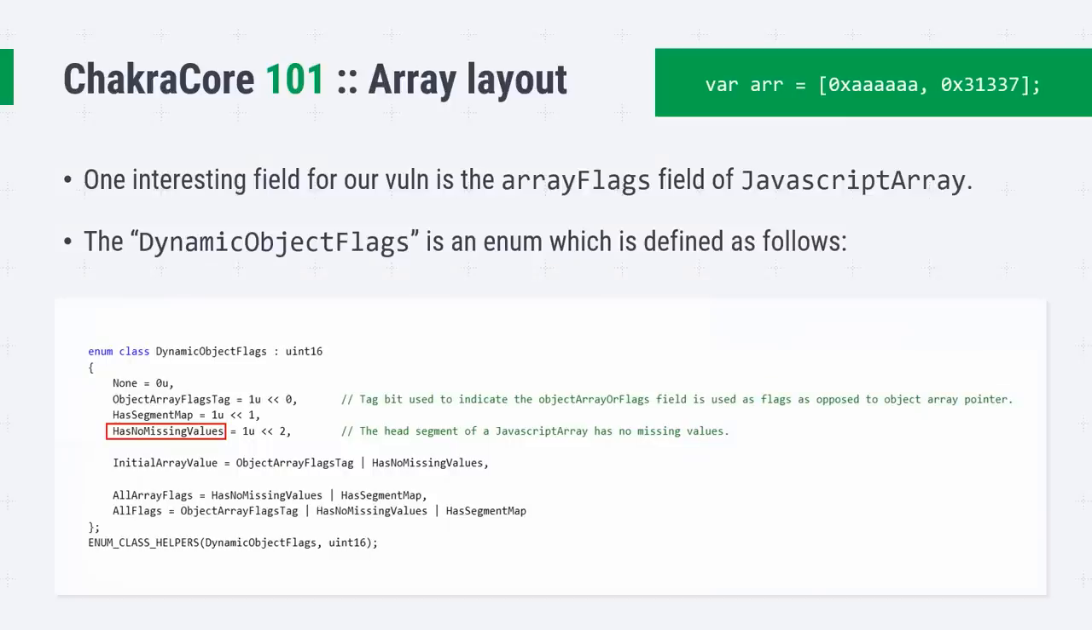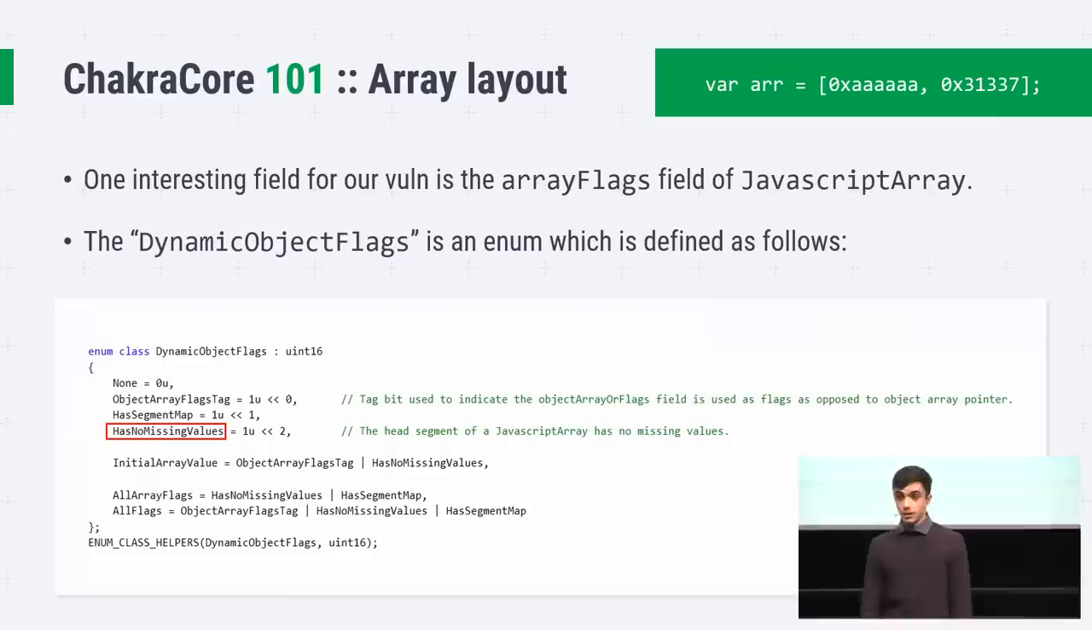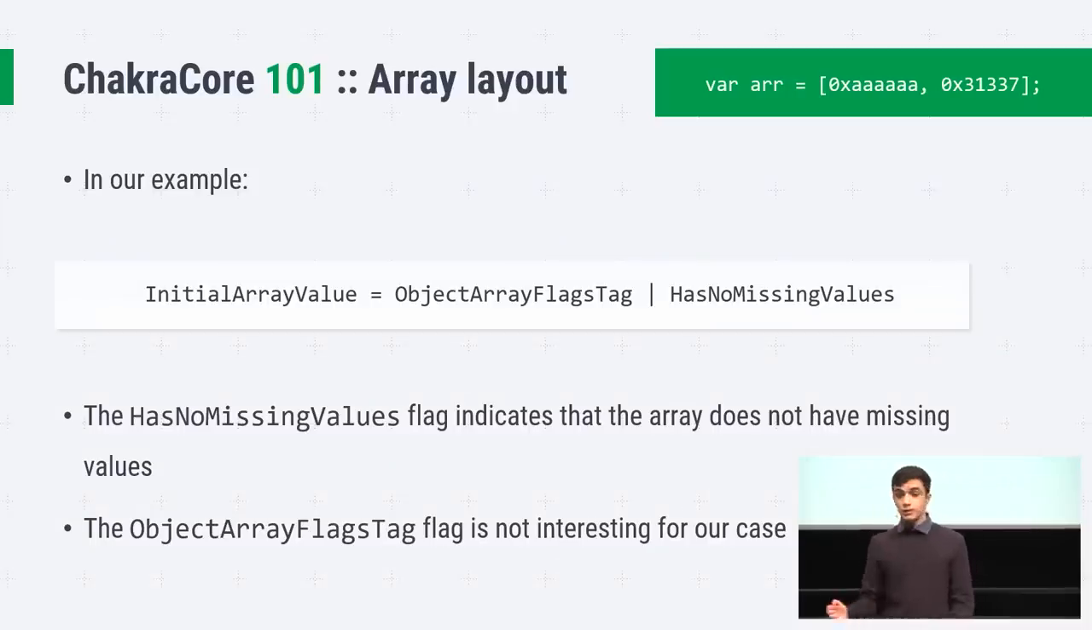So what are the array flags I was just talking about? Array flags is basically some flags that indicate some things about the array. In our case, it's defined as an enum. The interesting field for us is the has no missing values flag. For those of you who noticed, the initial array value that was defined as our array flags is actually composed of two different flags. It's composed of the array object array flags tag, and the has no missing values tag. The first one is not really important for our talk, so we'll focus on the second one, which basically means that the array doesn't have any holes in it.